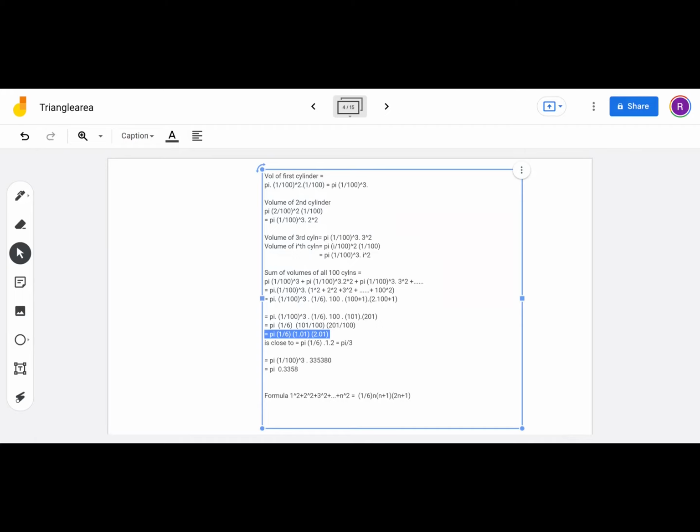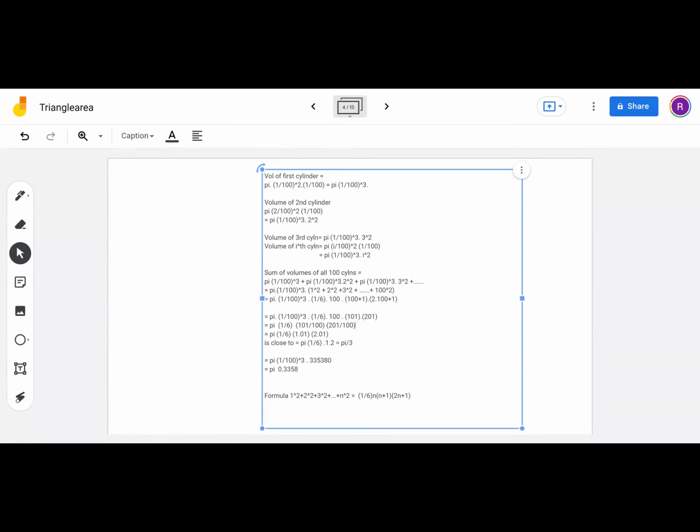There is no plus here. Is there a plus? No, this is multiply, right? Yeah. So why is there a plus? See, remember what we are starting with. We are starting with pi times 1 by 100 cubed times this 1 squared plus 2 squared plus so on and so forth. Okay, so we get pi times 1 by 100 cubed times 1/6.